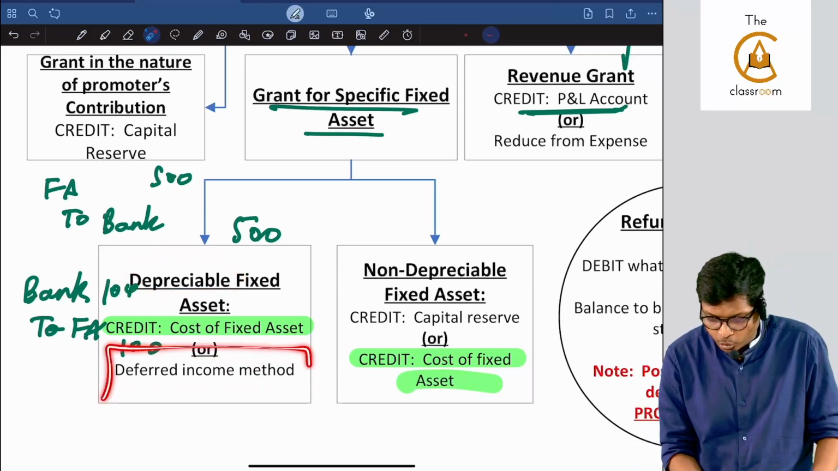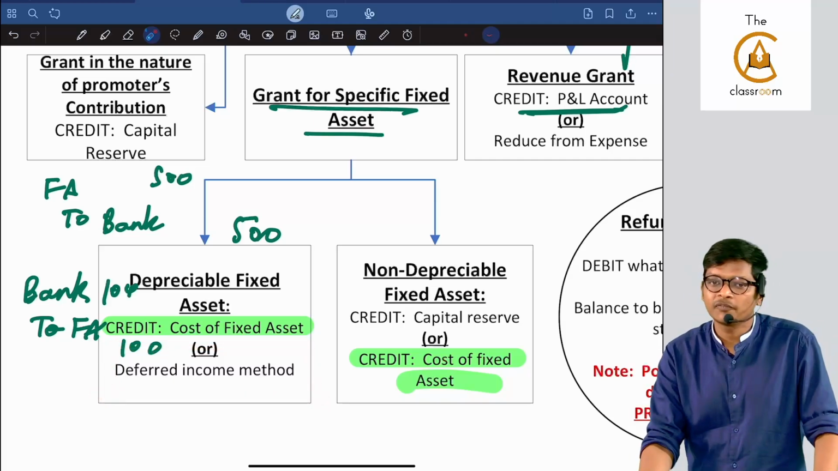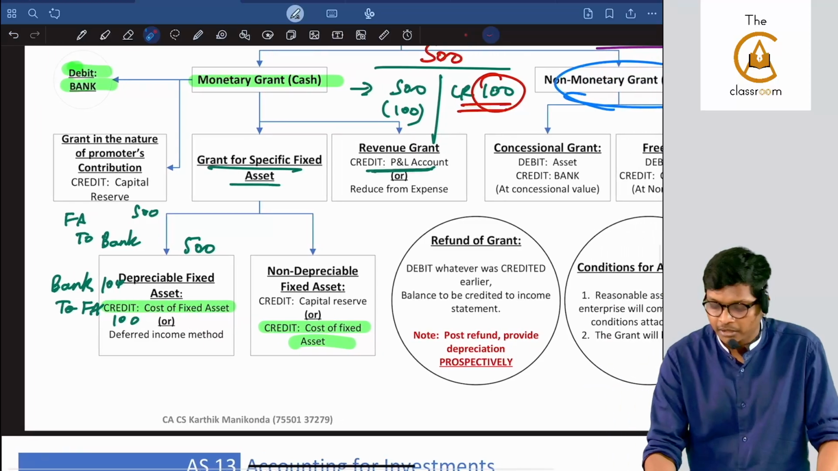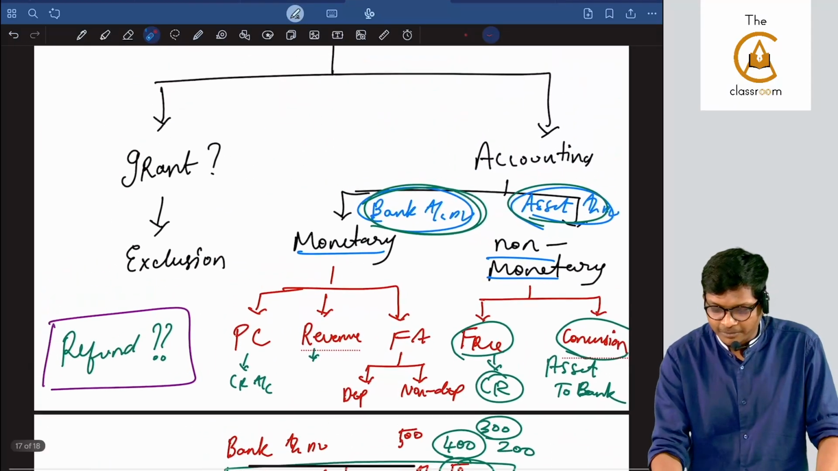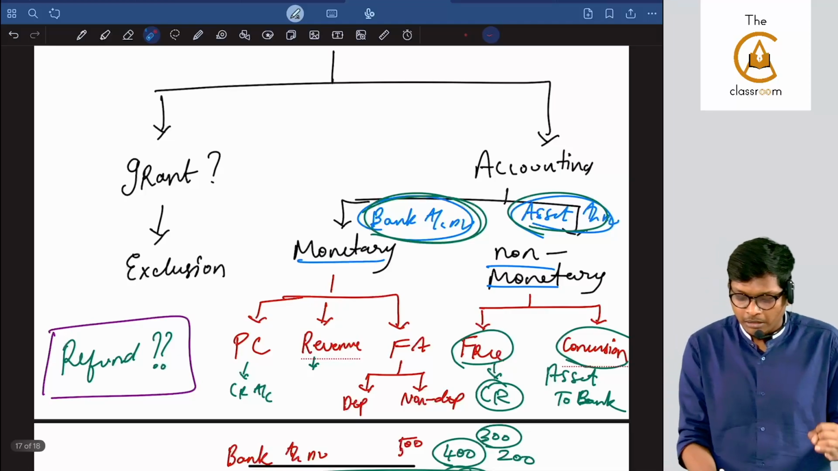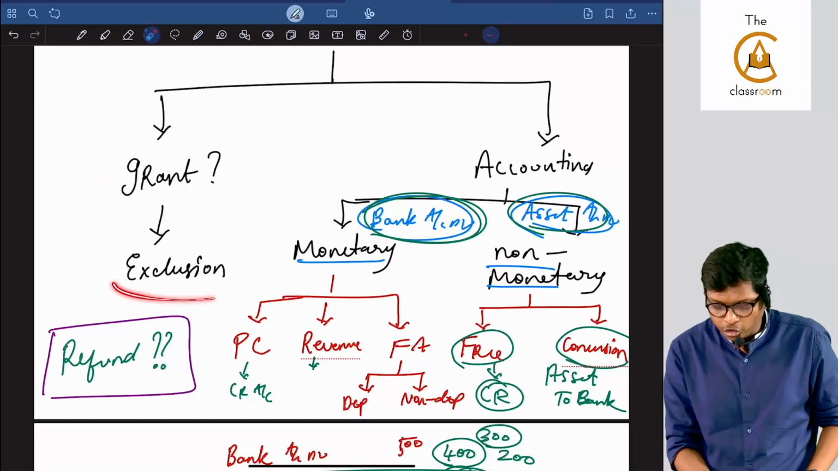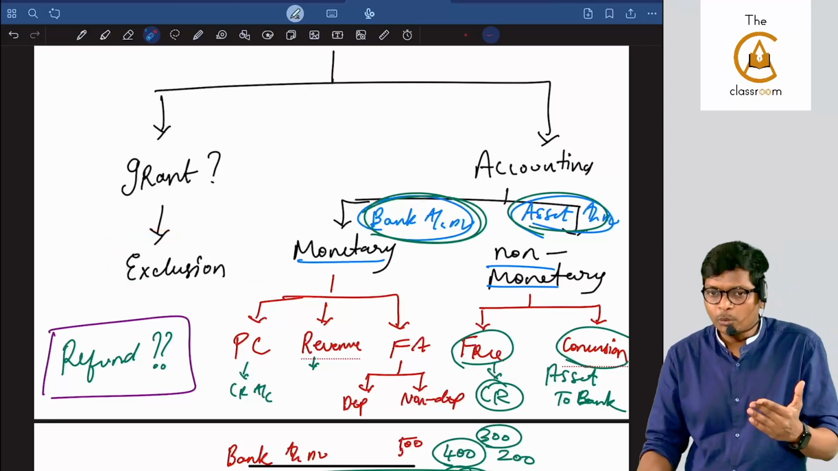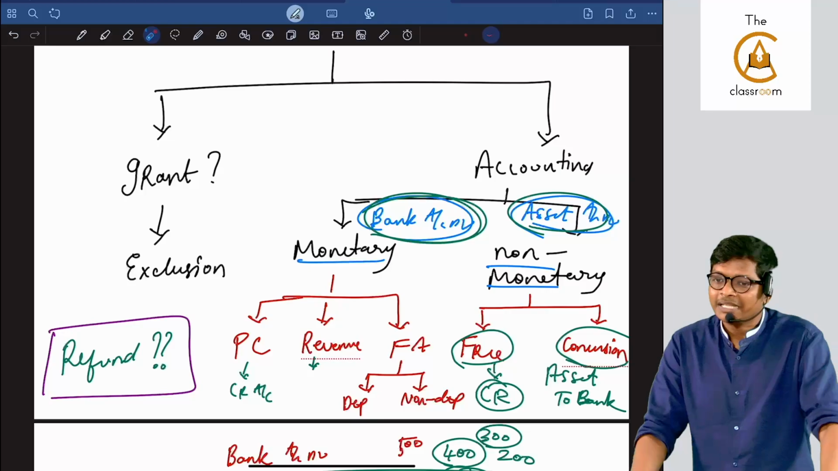This I will teach you along with the sum. It becomes easier to explain along with the sum. Are you all following, guys? Deferred income. Clear? So if you see in this standard, what are the types of sums that they will ask in the exam? Definition of grant may come. Whether it's a grant or not a grant, you should know the exclusions. What are the two exclusions? Tax exemption and participation in equity.